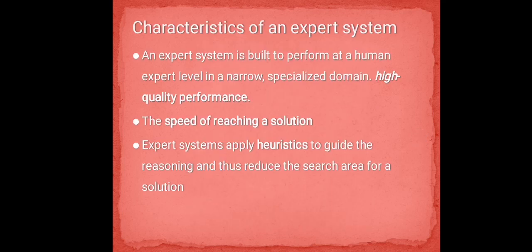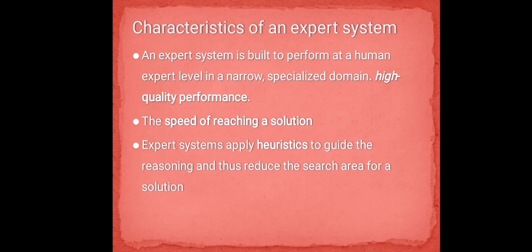Then we are moving to the characteristics of an expert system. An expert system is built to perform at a human expert level in a narrow specialized domain. So high quality performance is the main characteristic of an expert system. Then the speed of reaching a solution is also a characteristic. A timely manner of replying or concluding is important in an expert system. The conclusion should arrive within the time, else it will be useless.